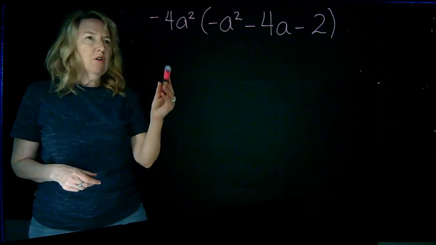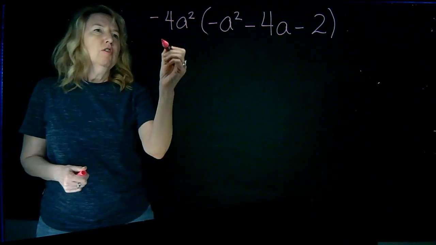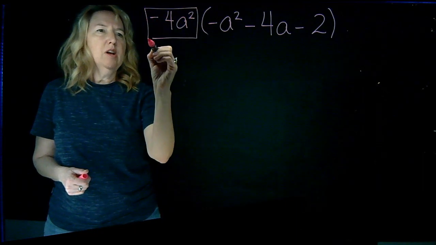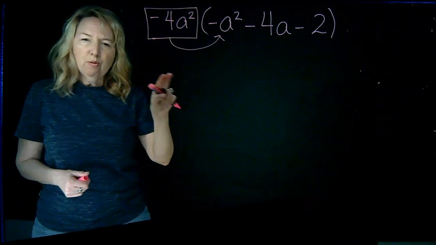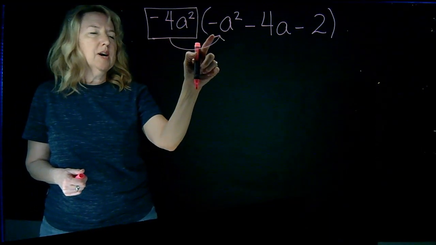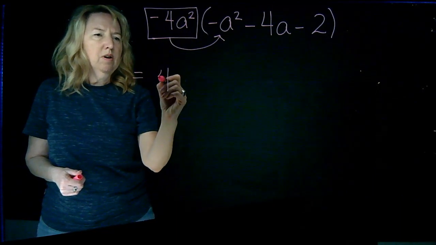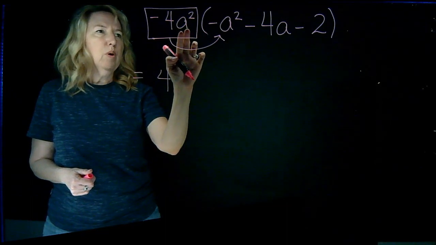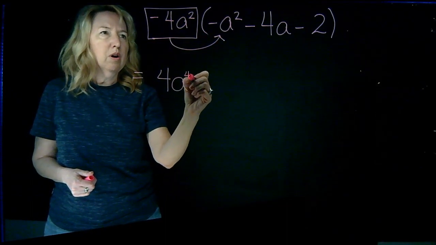The instructions are to find the product and simplify your answer. So you're going to take the first term, the monomial, out here, and you're going to distribute that throughout the parentheses. So I have a negative 4 times a negative. Well, that makes a positive 4. But I still have the variables to deal with. A squared times a squared is a to the 4th power, 2 plus 2.